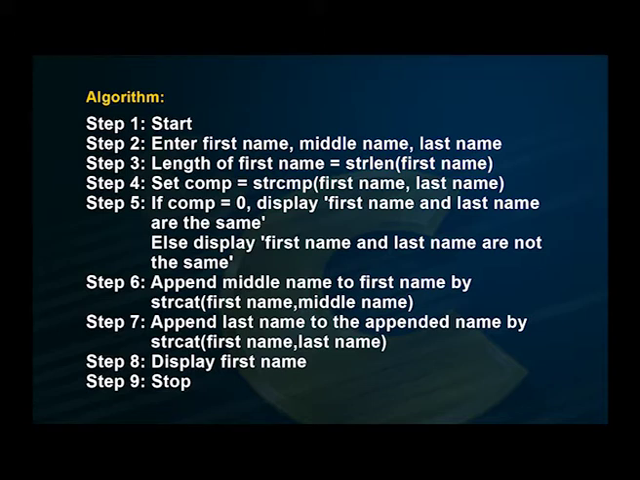Step 6, append middle name to first name by strcat, first name, middle name. Step 7, append last name to the appended name by strcat, first name comma last name. Step 8, display first name. Step 9, stop. Now, let us implement the algorithm as a C program.